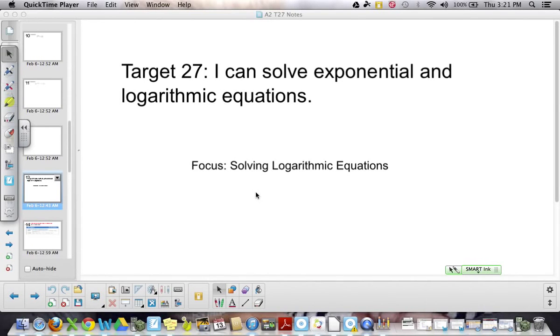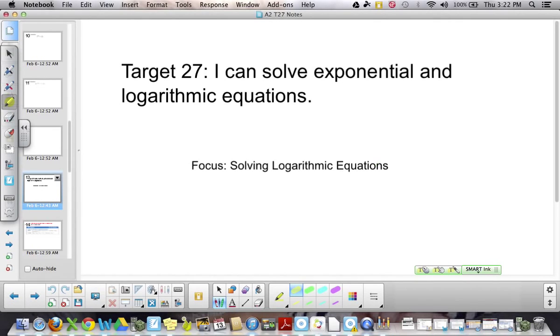Algebra 2, target 27. I can solve exponential and logarithmic equations. Today's the second day. In the first part of target 27, you looked at solving exponential equations. Today we will focus on solving logarithmic equations.